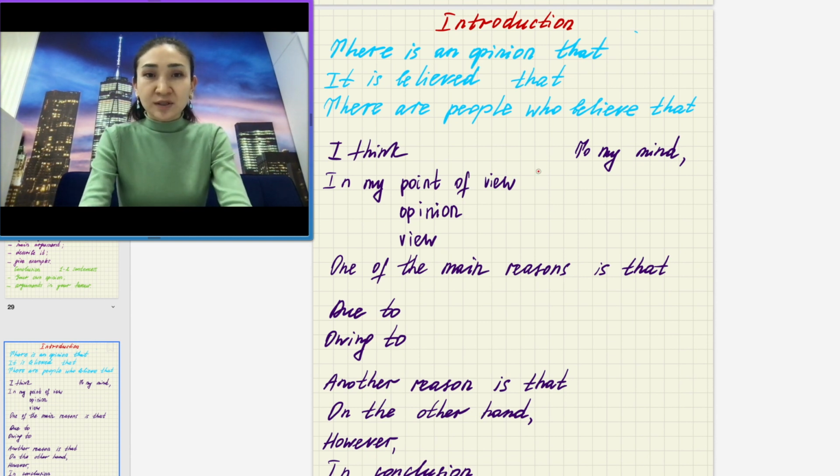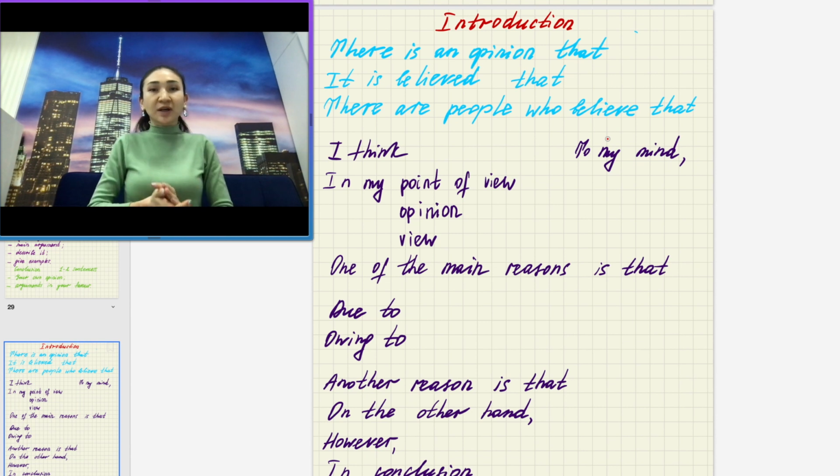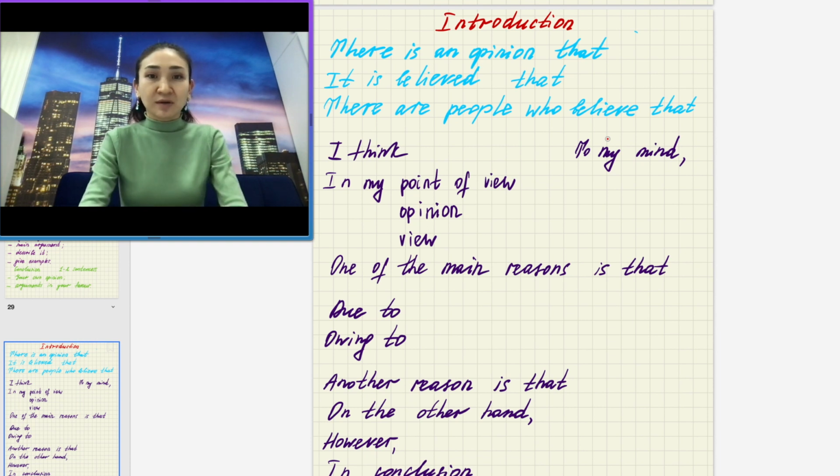So you can start in this way. There is opinion that, or you can say it is believed that, or there are people who believe that. So you just describe in common what kind of opinion people have around the world or in a particular area. It depends on what kind of task you have.